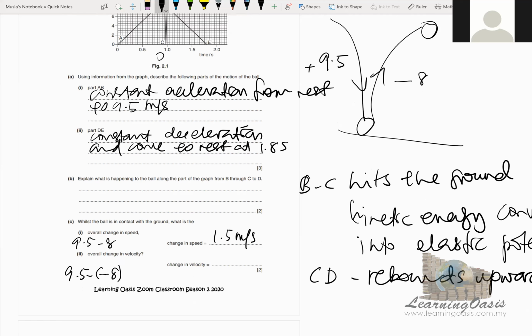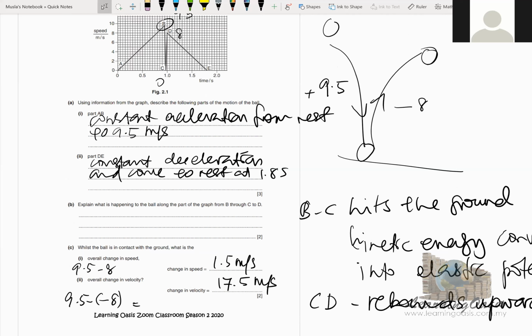Get it? 9.5 minus negative 8. Why negative 8? Because it's going in the opposite direction. So therefore, it should be what? 17.5 meters per second. And you know that the opposite direction is actually negative, so put that here. Be careful because they want overall change. As it goes down, 9.5. As it goes up, negative 8 meters per second. Why? Because it's moving in the opposite direction, because velocity is a vector quantity. But if they just ask for change in speed, okay?